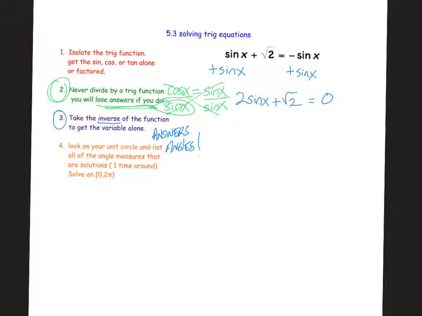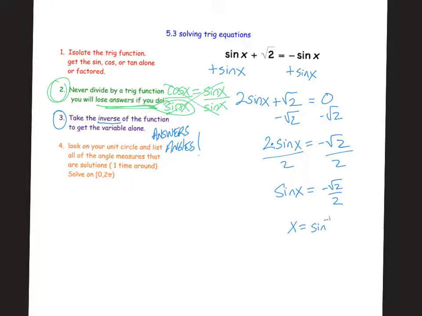Now my goal is to try to get the x all by itself. So I'm going to subtract the square root of 2. So now I will have 2 sine x equals negative square root of 2. I can divide by 2 because I was multiplying sine by 2. So that means that sine x is going to equal negative square root of 2 over 2. Now to get the x alone, we're going to do the inverse sine of negative square root of 2 over 2.